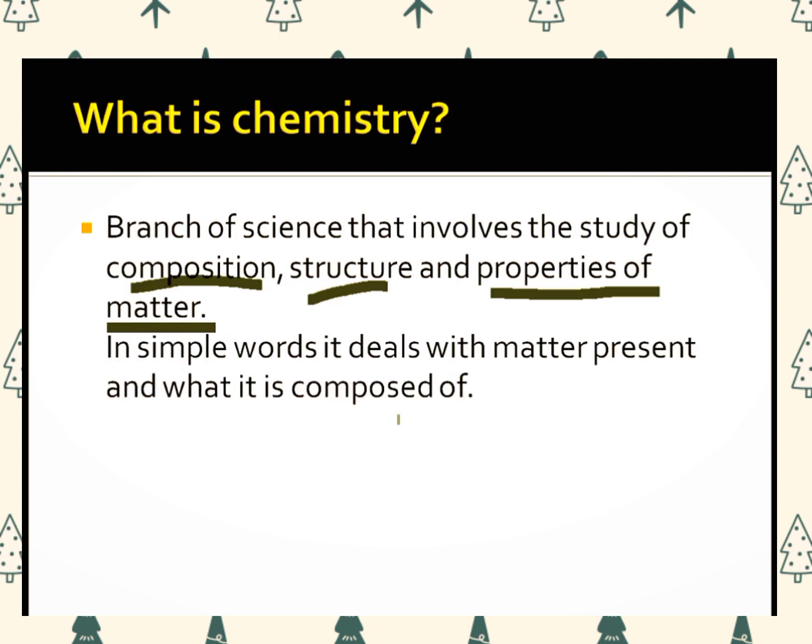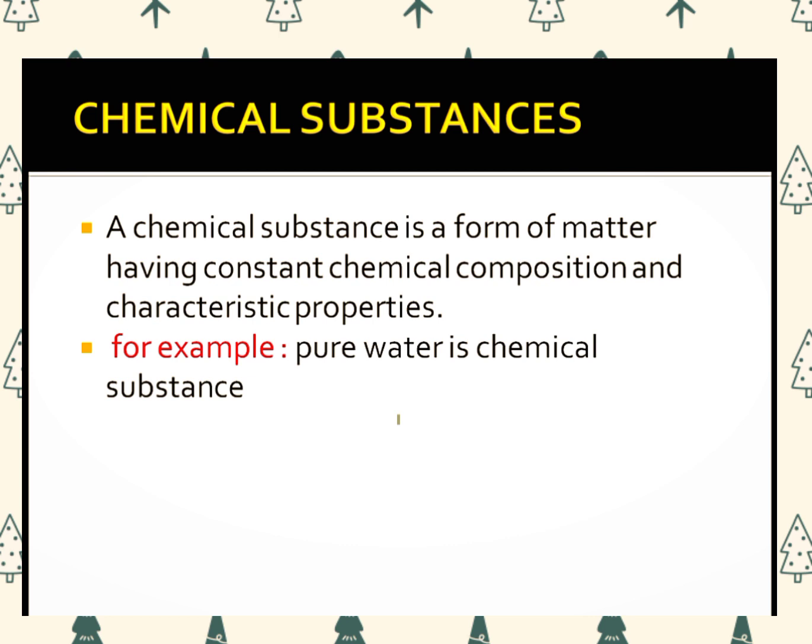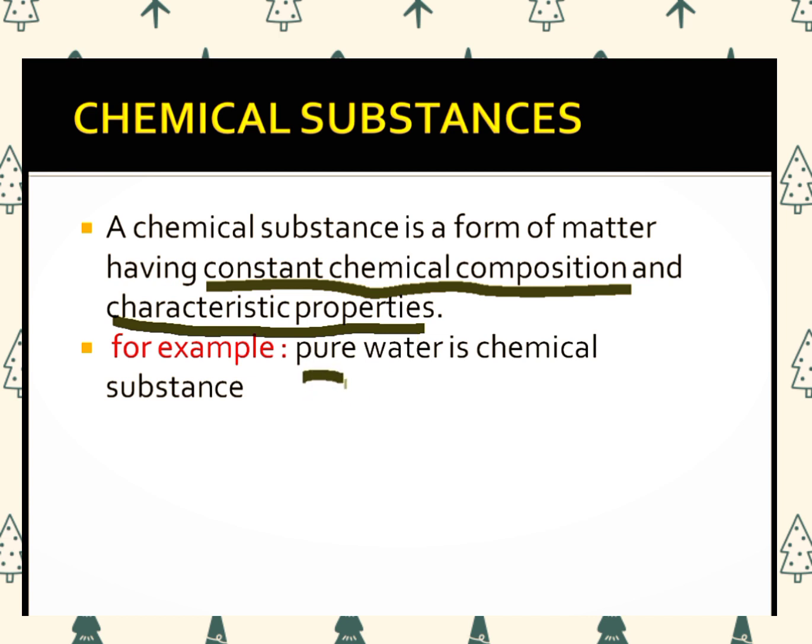Chemistry is derived from the Egyptian word chema that means transmutation of earth. Transmutation means the action of changing or the state of being changed into another form. Now we will move on to what are chemical substances. A chemical substance is a form of matter having a constant chemical composition and characteristic properties. For example, pure water is a chemical substance. As you observe, pure water, that is H2O, is made up of hydrogen and oxygen. It has constant composition and characteristic properties.